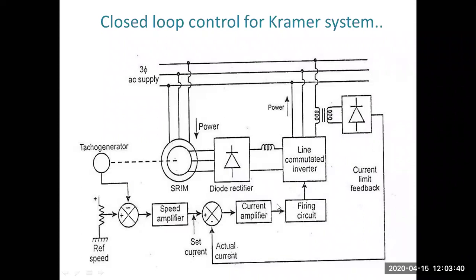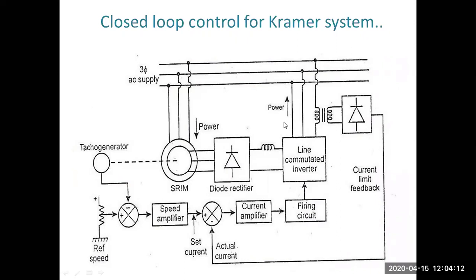Now this current amplifier, what will it do? It further sends the control signal to the firing circuit. Now this firing circuit will control the line commutated inverter. It will control the IGBTs, SCRs, or whatever device you use. It will control their firing, and after controlling the firing, we will control the inverter operation. So by controlling the inverter output voltage, we can control the flow of power.